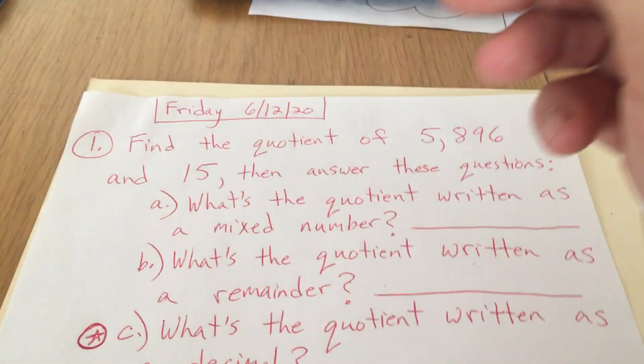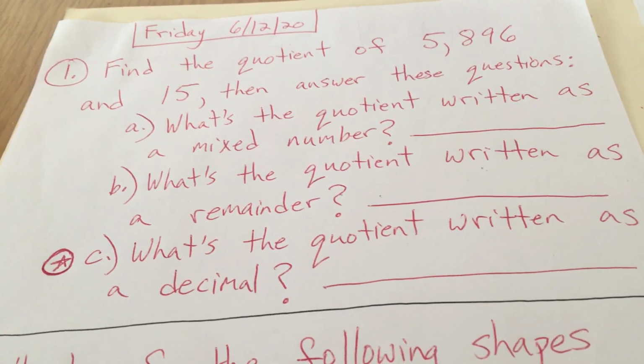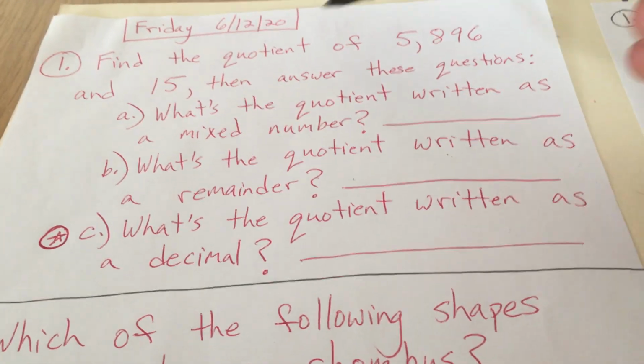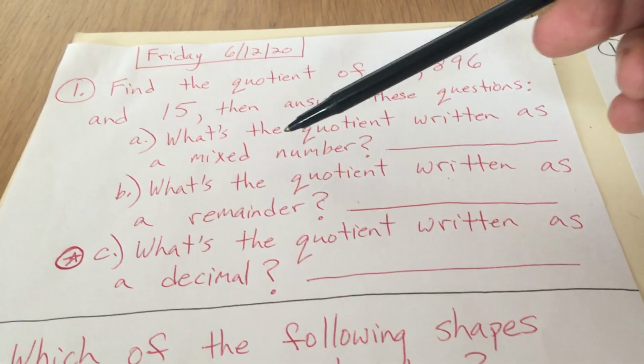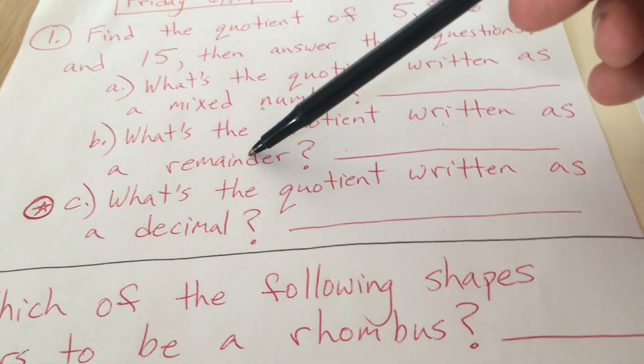answers now. Okay, so number one says find the quotient of 5,896 and 15. Then answer these questions. So first we're going to find the quotient, then we're going to answer these. What's the quotient written as a mixed number? What's the quotient written as a remainder?